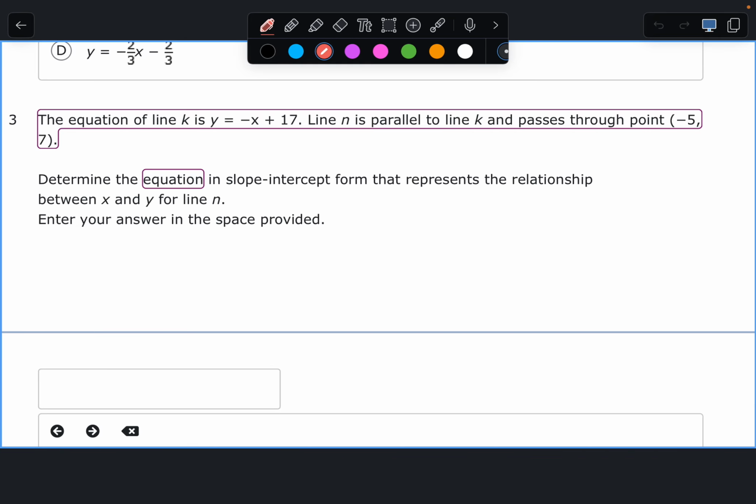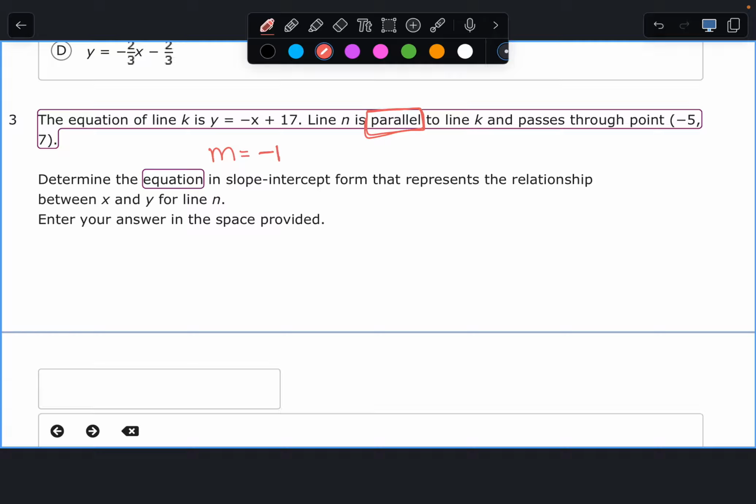There's no answer choices for this one, so that's what makes it a little bit more difficult than the ones in the booklet, okay? Now, the keyword in this is what? Parallel. So you at least know that the slope of it is what? Which is?